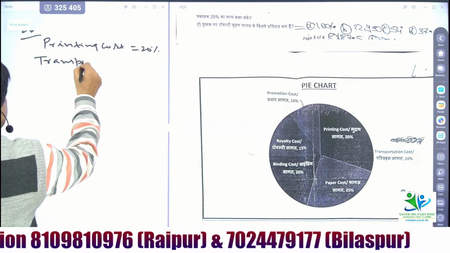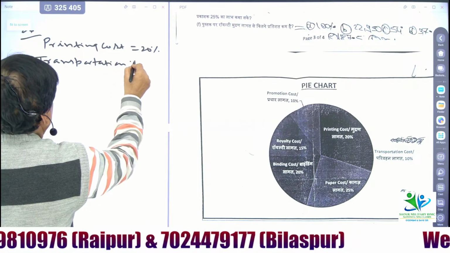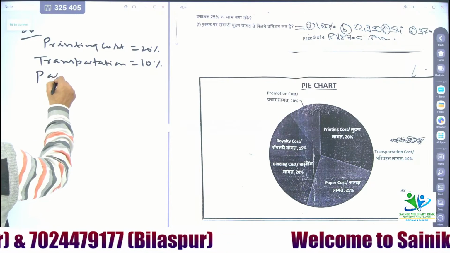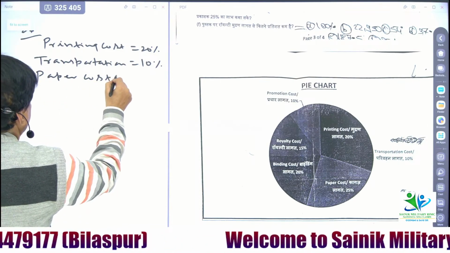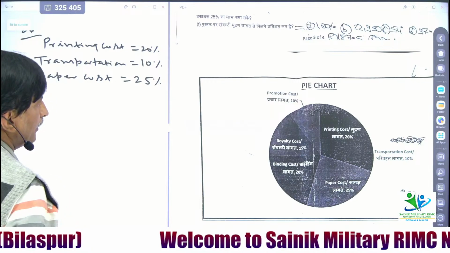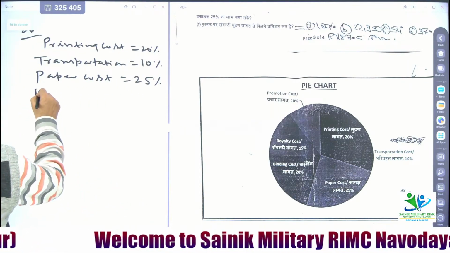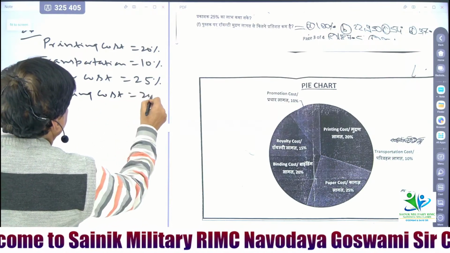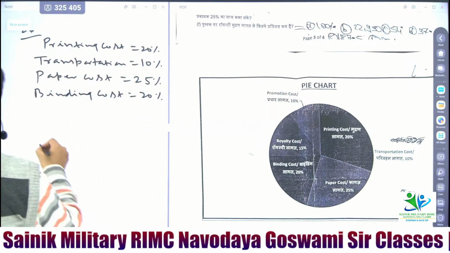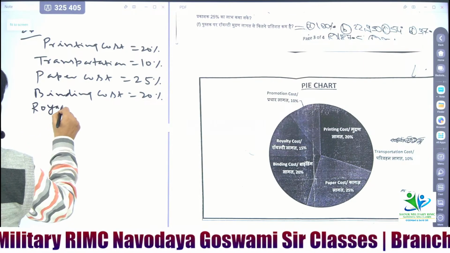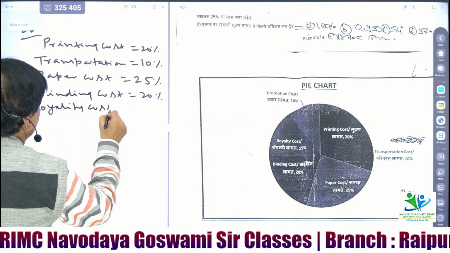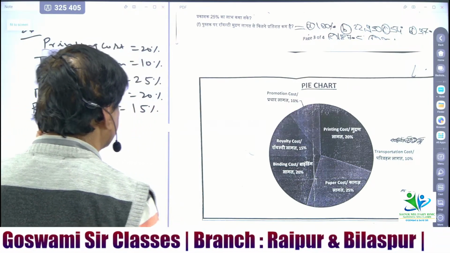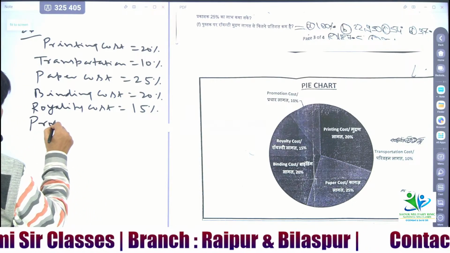Transportation 10%, 10% of the total, and the paper cost 25%. And the binding cost is 20%. And the royalty cost is 15%. And one more cost is given, that is the promotion cost.